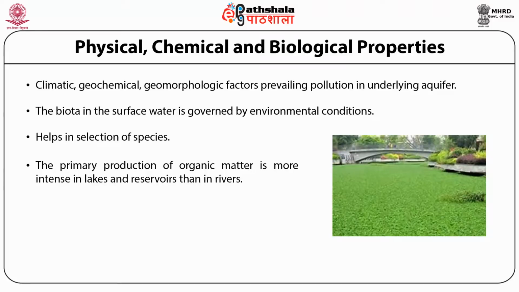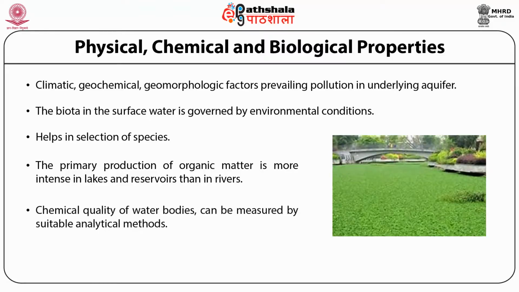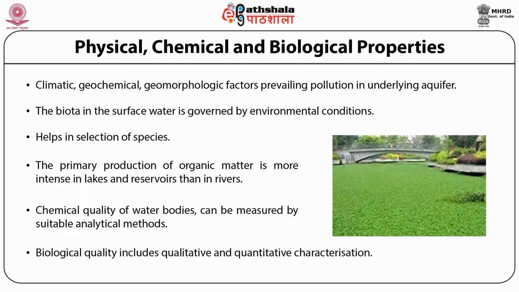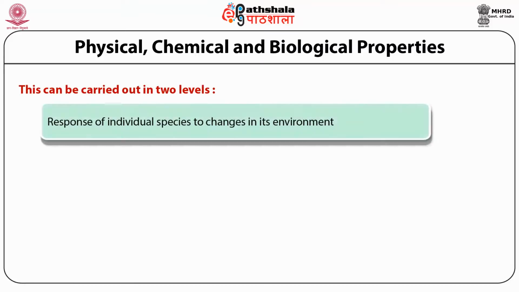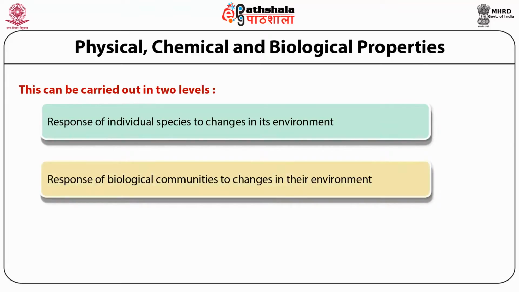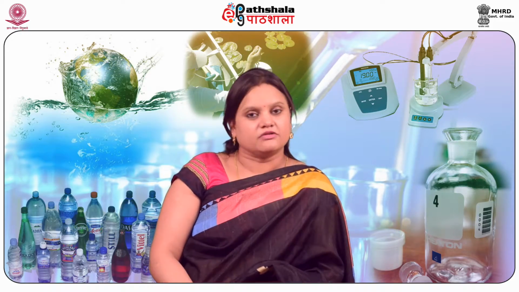The primary production of organic matter in the form of phytoplankton and macrophytes is more intense in lakes and reservoirs than in rivers. In contrast to the chemical purity of a water body, which can be measured by suitable analytical methods, biological quality is a combination of both qualitative and quantitative characterization. This can be carried out at two levels. Number one, response of individual species to change in its environment, and number two, response of biological communities to change in their environment. Now we have discussed the sampling.